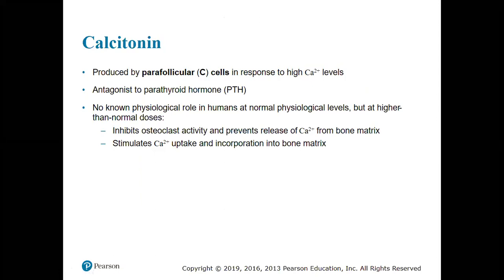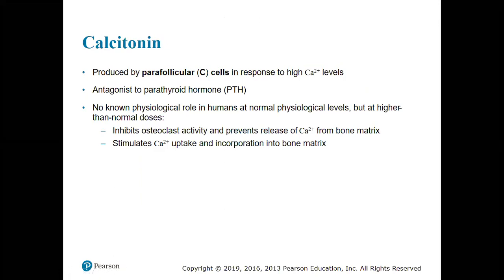Let's talk a little bit about calcitonin. We mentioned that way earlier on. It is released by the parafollicular cells in response to high calcium levels. So it is the antagonist to parathyroid hormone, PTH.